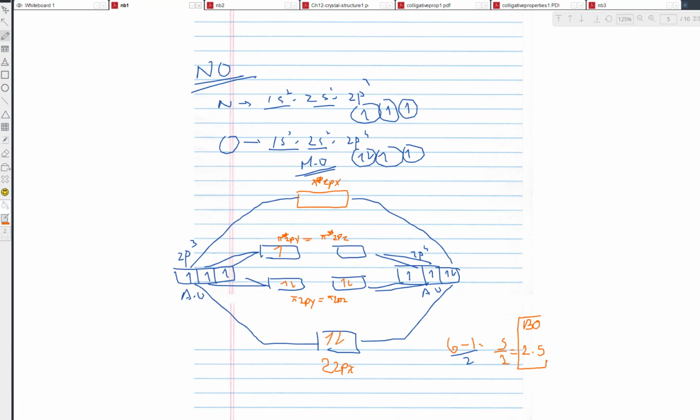Yes, like this. Clear? Is the molecule going to be paramagnetic or diamagnetic? Paramagnetic.